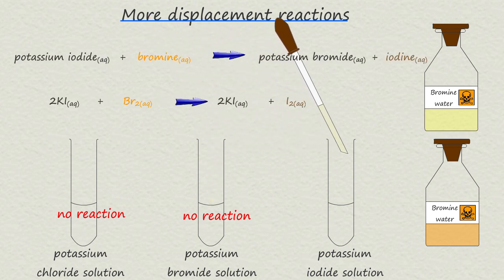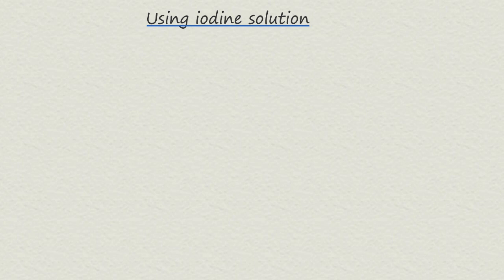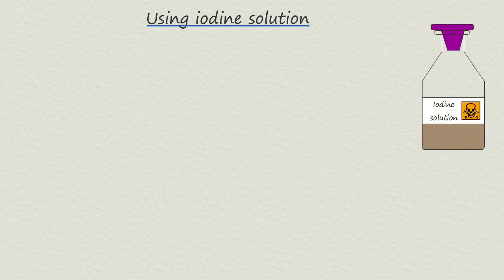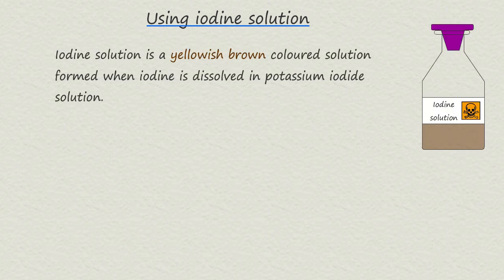This just leaves the third test tube, which contains a potassium iodide solution. Now, bromine is more reactive than iodide and will be able to displace the iodide from the solution. The displaced iodide ions will form iodine, which will dissolve in the solution and turn it a light brown colour. Iodine dissolves very poorly in water, so iodine solution, which is a brown colour solution, is formed when iodine is dissolved in a potassium iodide solution.